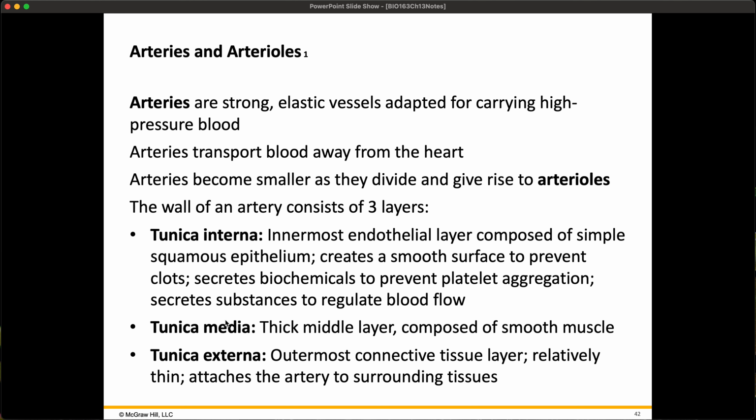There's 3 layers to an artery, and to some of the larger arterioles as well. The tunica interna, media, and externa. The interna is the inside of the blood vessel. It's that epithelial tissue, has a smooth surface to prevent clots, secretes biochemicals to prevent platelet aggregation, and substances to regulate blood flow. So this is that actual inner lining of the blood vessel that's touching the lumen. The media is the middle layer. It has smooth muscle. And the externa is the outermost connective tissue, kind of holding it in place, making sure that it's attached to the right spaces, moving along the correct track.